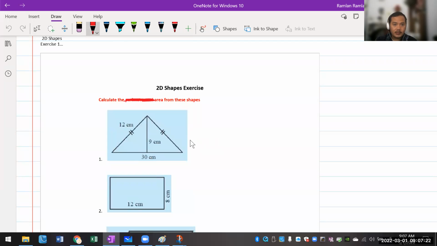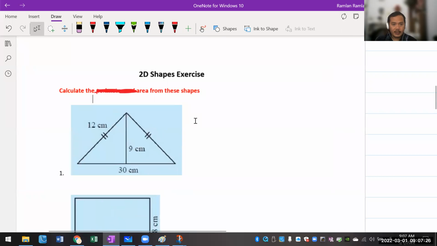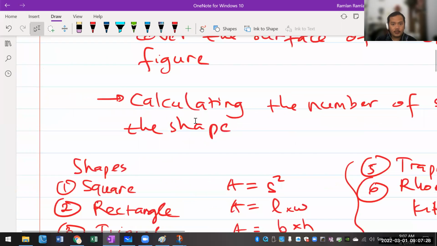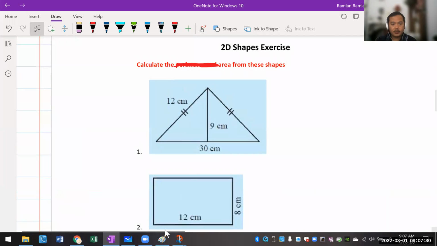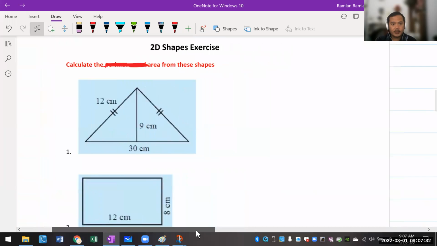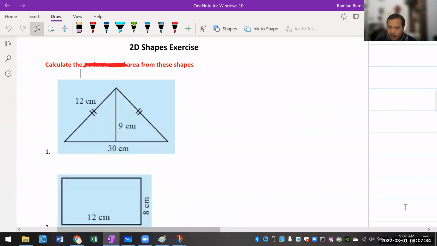Okay, I would like you to calculate the area of the shape. I'm gonna show you the example. Let's go from number 1. Please draw this and write down the process. So, draw it and write the process. Okay, I'm gonna show you how to do it. For example, number 1.